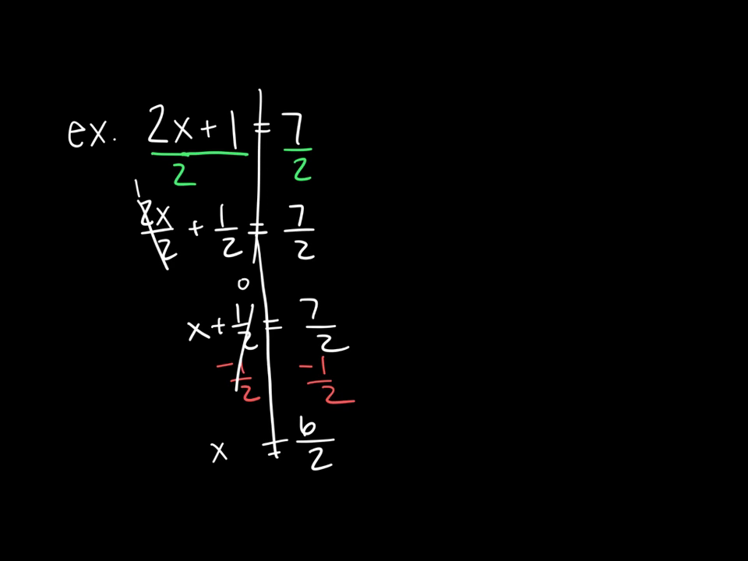Now, we've gotten our final answer, but we see that we have a fraction we need to reduce. So x equals 6 over 2 is the same thing as x equals 3, which would be our final answer.